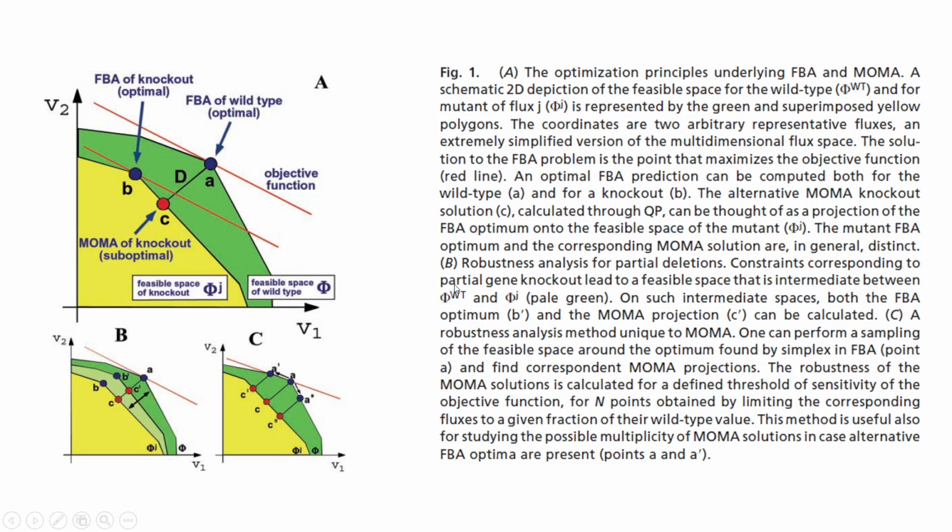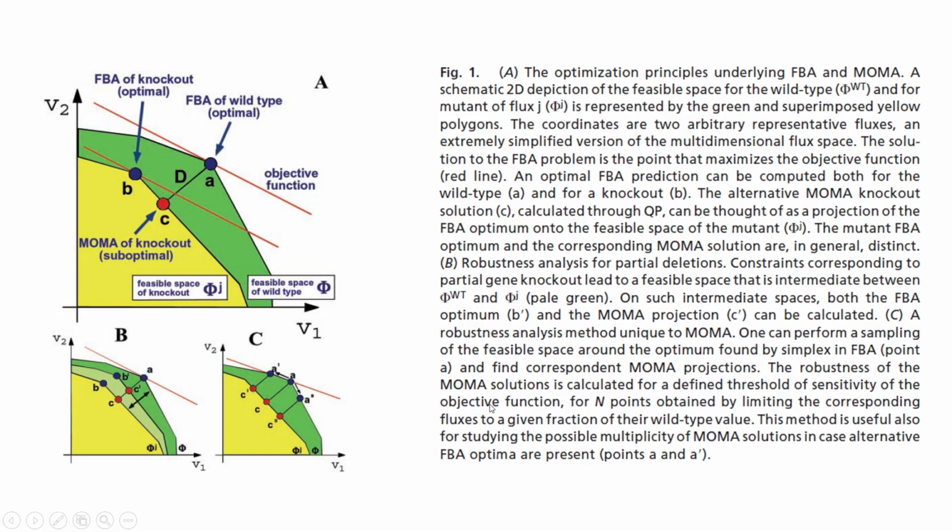So the optimum and the MOMA projection can be calculated. A robustness analysis method is unique to MOMA. One can perform a sampling of the feasible space around the optimum found by simplex in FBA, point A, which is this point, and find the corresponding MOMA projections.